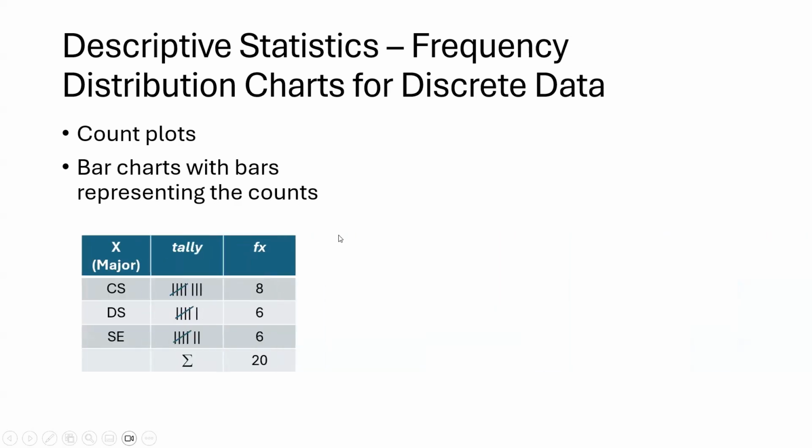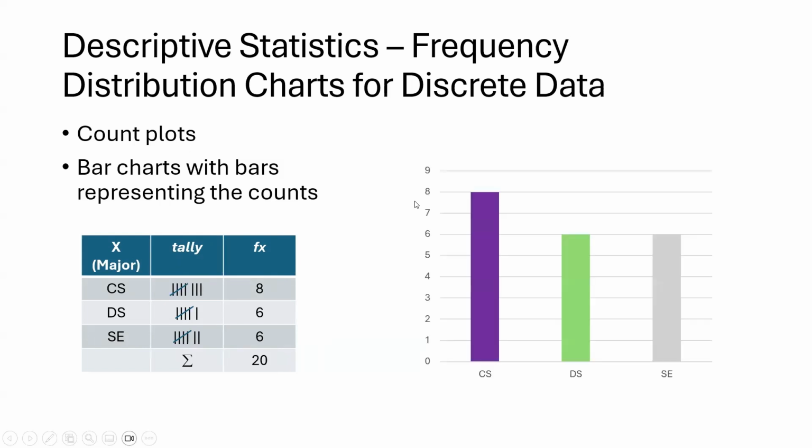Okay, now how we can visualize this data. For the discrete data, we can have count plots, which are bar charts with bars representing the counts, as simple as this. We've been working with these all our lives. We can see at a glance the highest frequency is for CS. After that is DS and SE, they are the same.